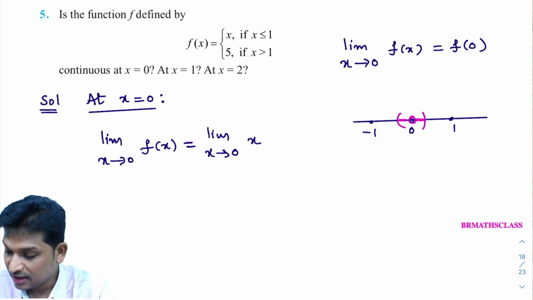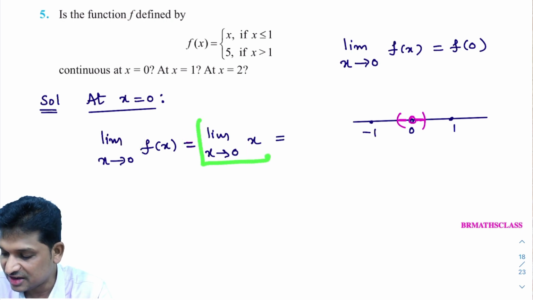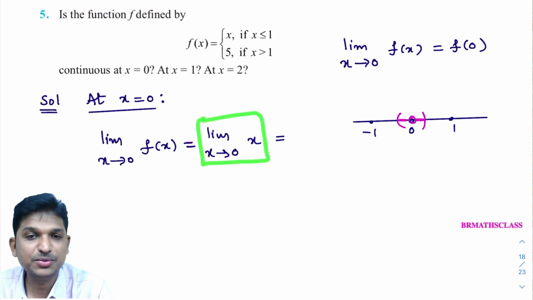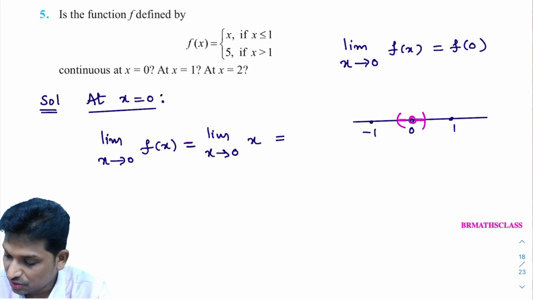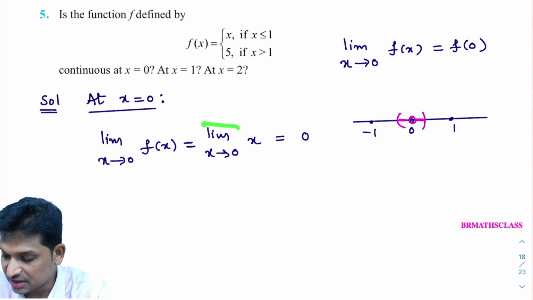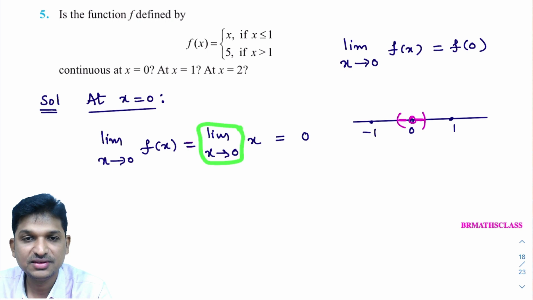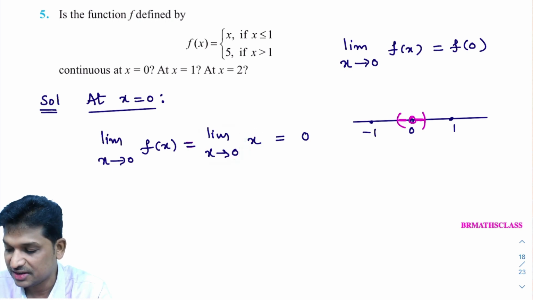Right. Okay. Now, how to calculate this limit? First point: in the limits chapter, we learned that any limit problem we first do by the direct method. What we will do? In this function, wherever x is there, you write 0. When you apply the limit, at that time we don't write this limit part. Just in place of x, you write 0. That's it. So what did we get? We got 0.